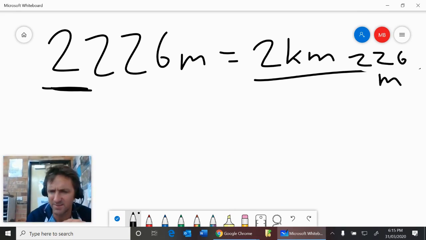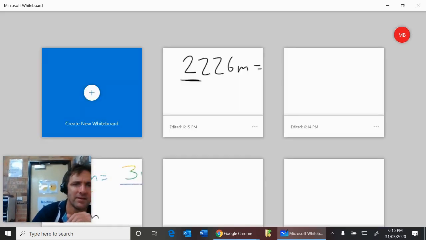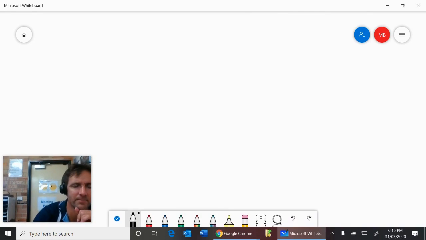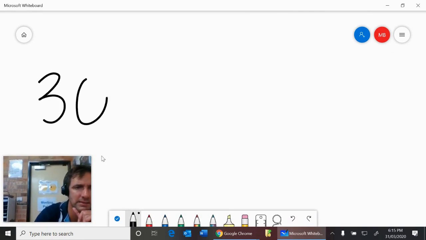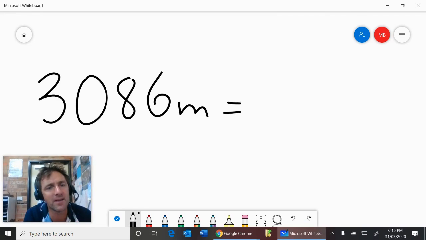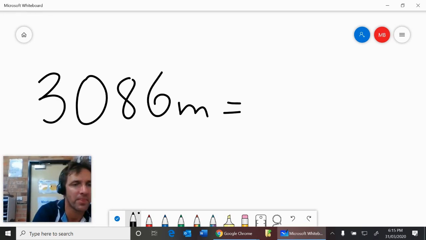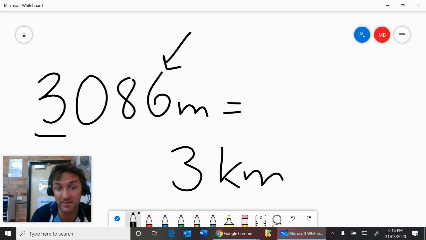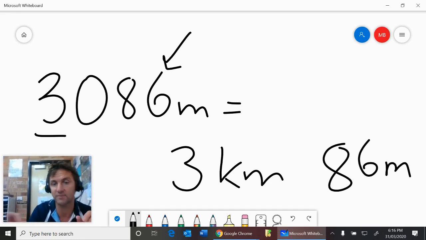Let's do another one. Let's have a go at this one. What about if you get something like 3,086 metres equals? Okay. I hope you know that 3,000 metres equals 3 kilometres. So you can write down 3 kilometres straight away. But then you've got this surplus here, so that's going to have to go on the end as well. 3 kilometres, 86 metres.